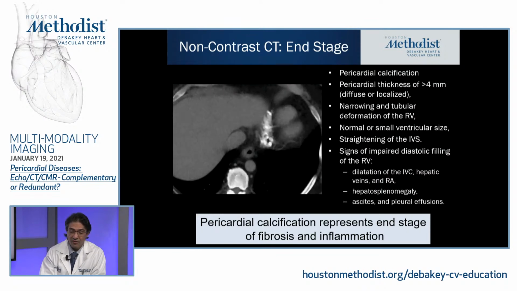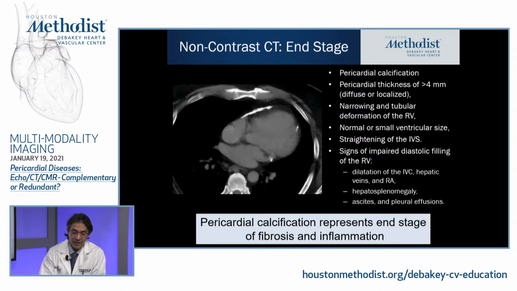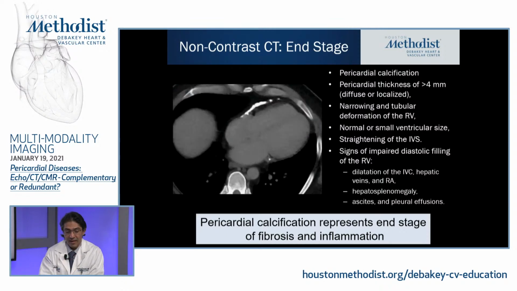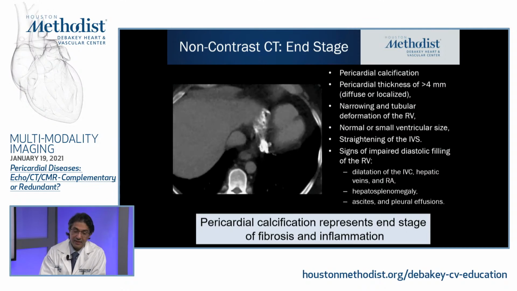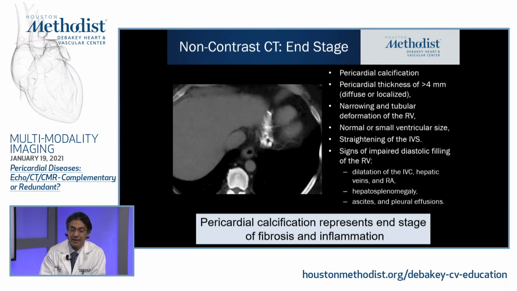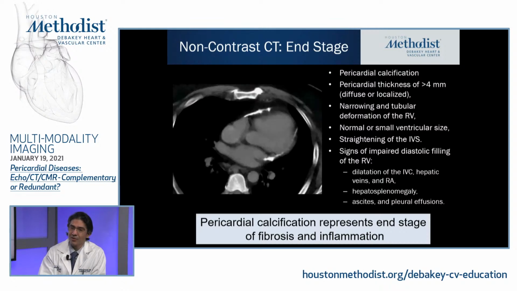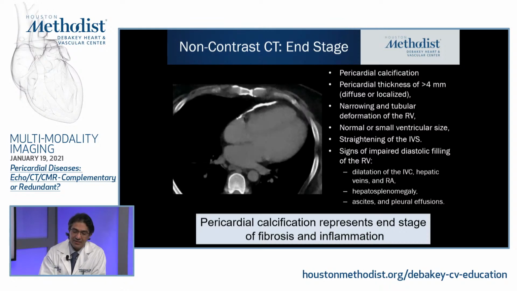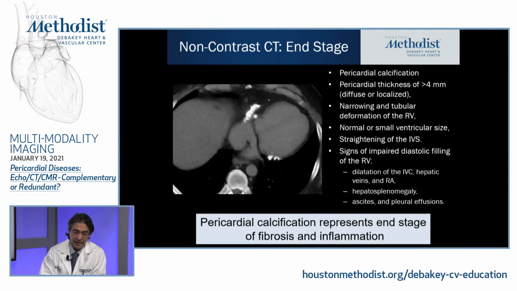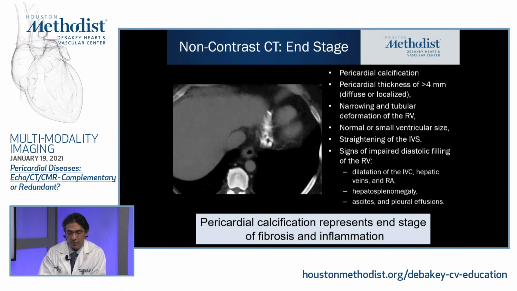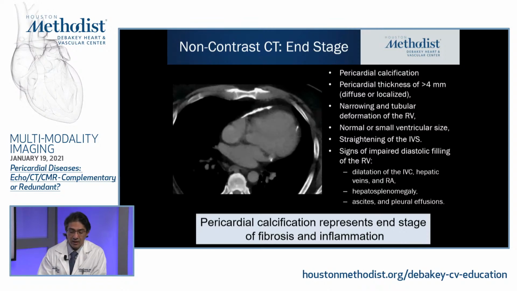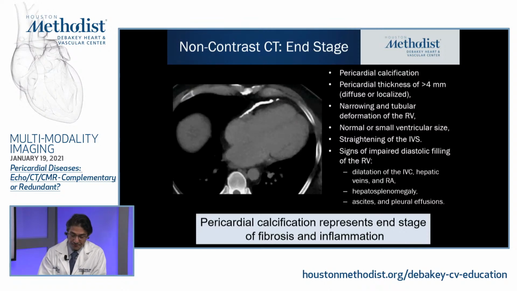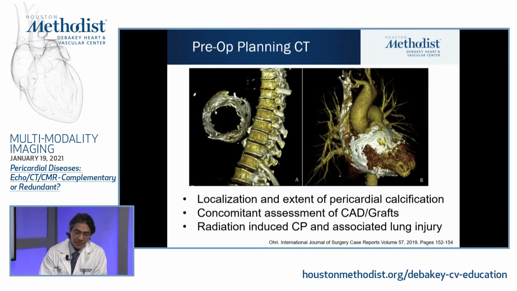This was a non-contrast CT, but just looking closely at the shape of the ventricles, again, you get that feature that these ventricles have been squeezed, their tubular nature, and you can see flattening of the interventricular septum. So a lot of information that can be learned simply by a non-contrast scan. And again, an important point here is that pericardial calcification really represents end-stage disease of fibrosis and inflammation. CT has another strength here where it can be very helpful for the surgeon.